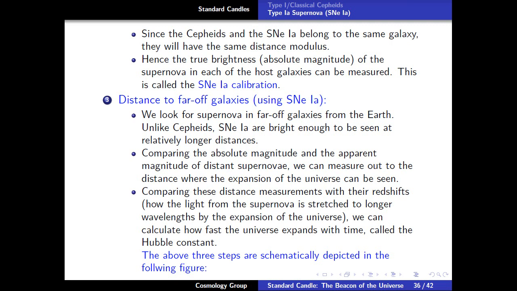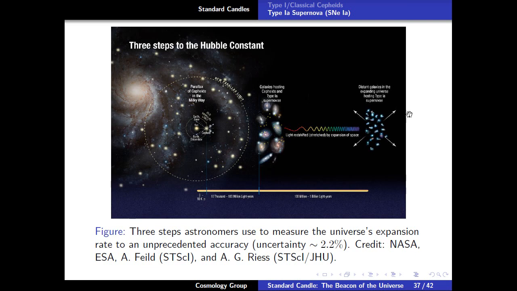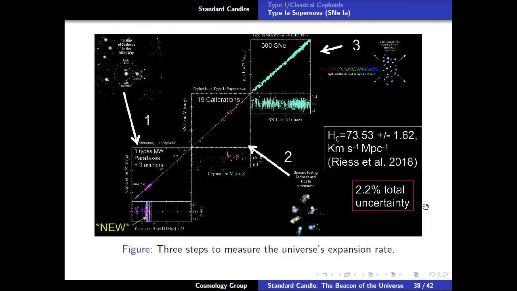And comparing these distance measurements with the redshifts, which denote how the light from the supernova is stretched to longer wavelengths by the expansion of the universe, we can calculate how fast the universe expands with time, called the Hubble constant. The above 3 steps are schematically depicted in the following figure. And so these are the 3 steps by which one can calculate the Hubble constant. Using these 3 steps, Riess et al. 2018 obtained the value of the Hubble constant equal to 73.53 plus minus 1.62 km per second per megaparsec.